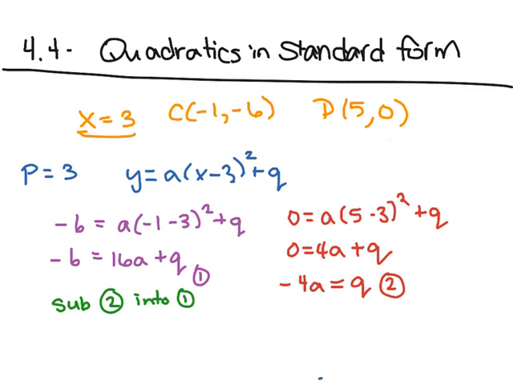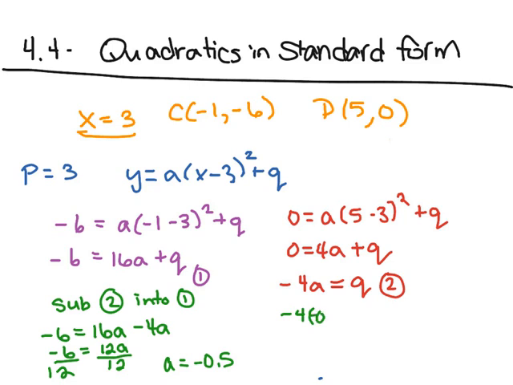So if we substitute q equals negative 4a in here, that means that we're going to have 16a, and instead of writing q, we're going to write minus 4a. So negative 6 is equal to 12a, divide by 12, a is equal to negative 0.5. Now we need to find our q, so we're going to substitute it in for a. So negative 4 times negative 0.5 equals q, so 2 equals q.